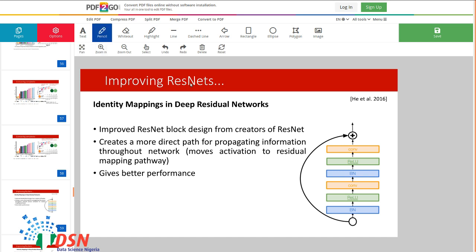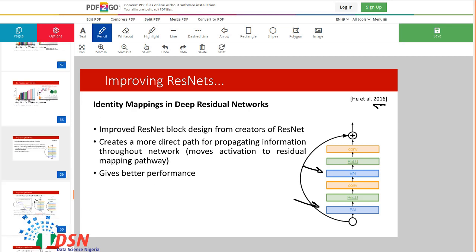And there are some improvements for ResNets. For example, you could use batch normalization. In fact, in 2016 they used batch normalization and improved the single residual block in this architecture to get better accuracy. Okay.